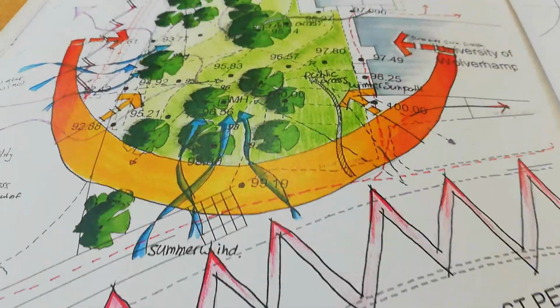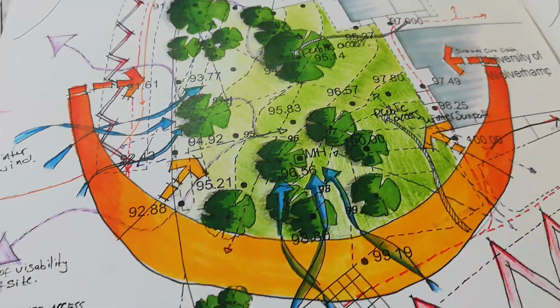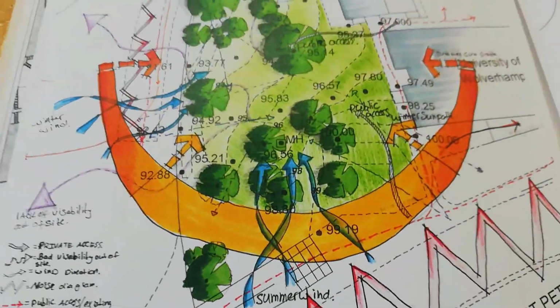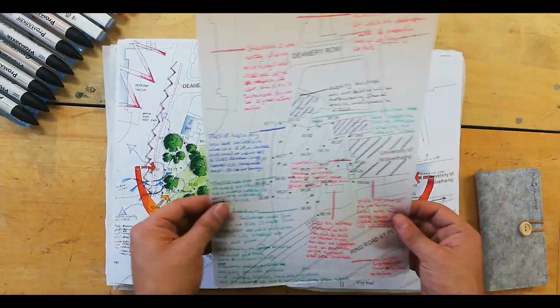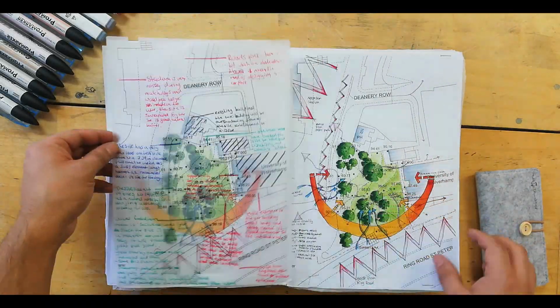Here is the final site analysis. It has all the previously mentioned features, but in more detail. I then did an opportunities and constraints diagram which helped me understand what I can and can't do with the site.